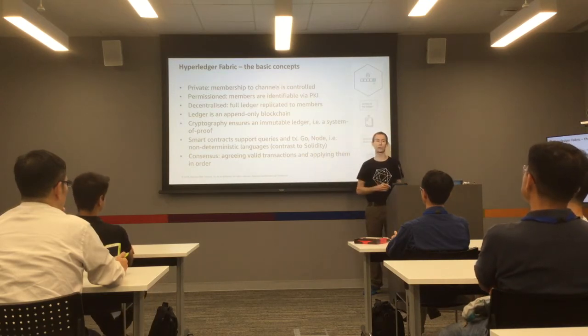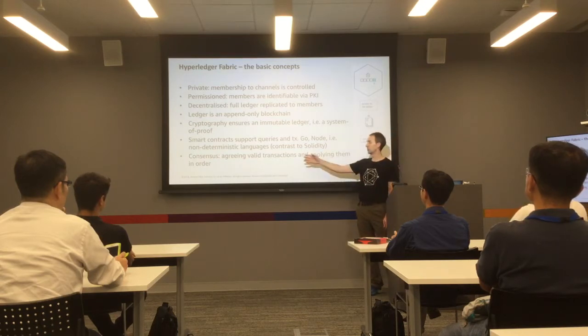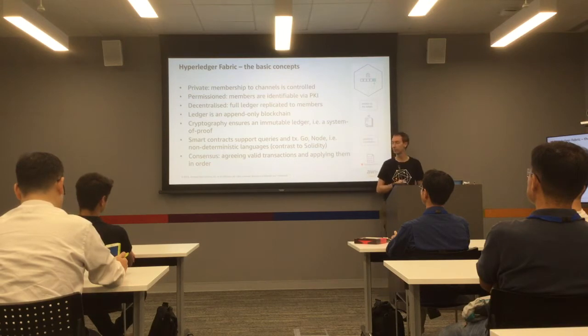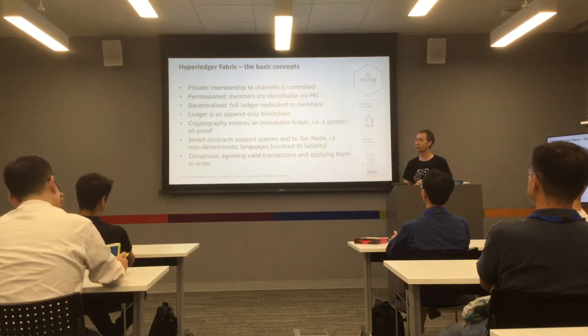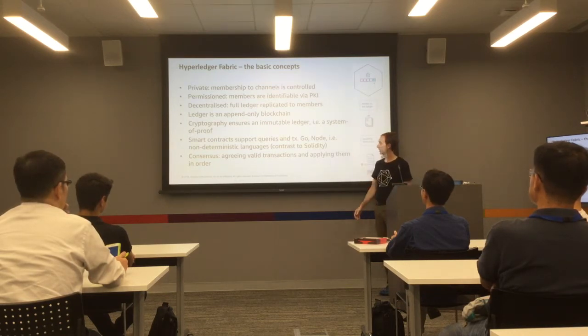Hyperledger also has a consensus mechanism, as does every other blockchain out there. This one is a little bit different. I'll explain that a bit later. It's really broken up into 3 different parts, but it's aimed at agreeing which transactions are valid transactions and what is the order of those transactions in the network. Okay, so that is Hyperledger Fabric in a nutshell.